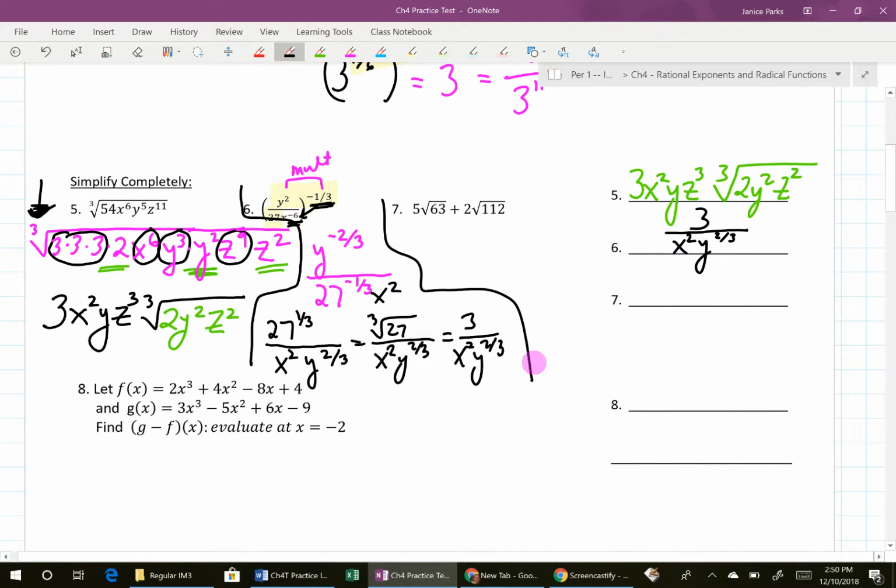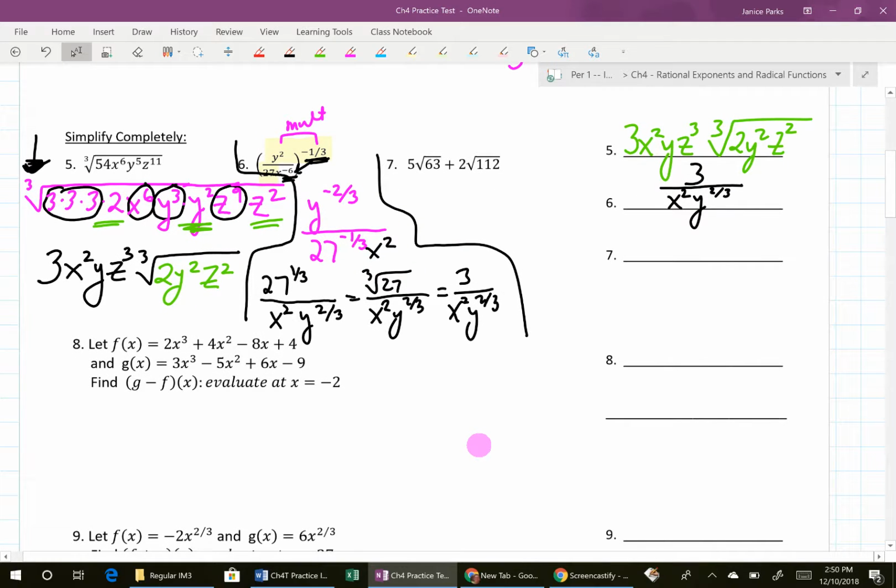For number 7, when you have addition and subtraction, you do all of the simplifying separately. You cannot combine those. So you're going to do 5 times the square root of 63, which is 3 times 3 times 7.